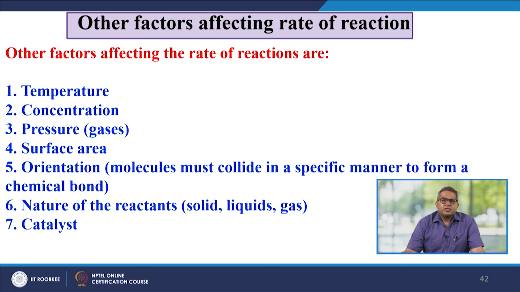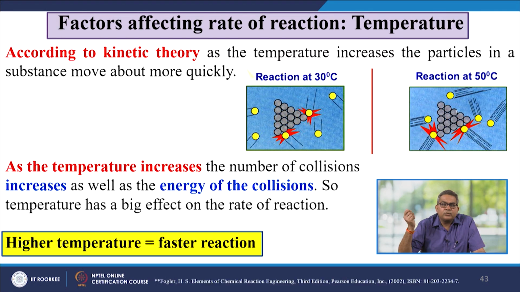Now, there are several other factors affecting the rate of reaction. These are temperature, concentration, pressure of the gases, surface area, orientation, that is, molecules must collide in a specific manner to form a chemical bond, and the nature of the reactant, solid, liquid or gas, and catalyst. Let us talk about the temperature.